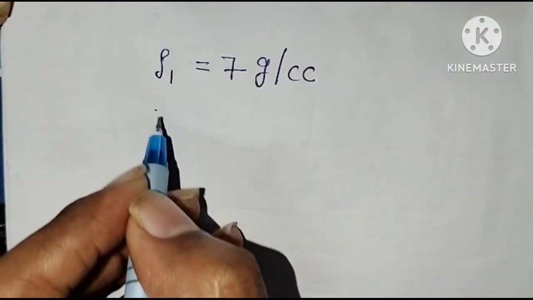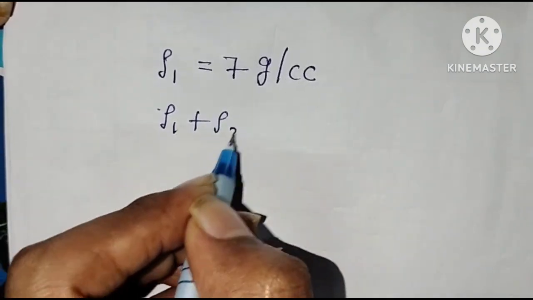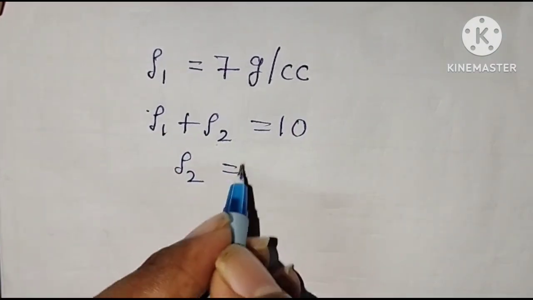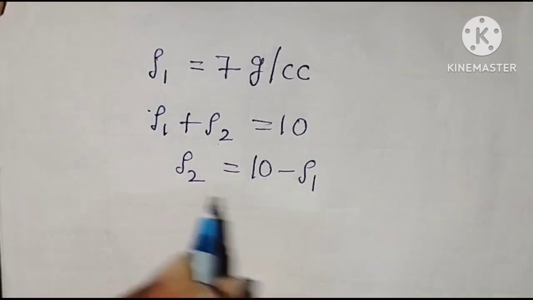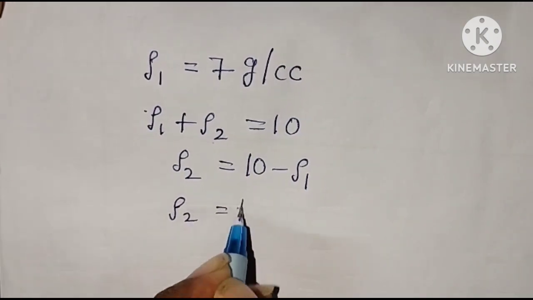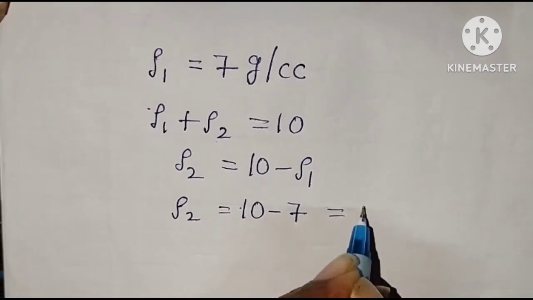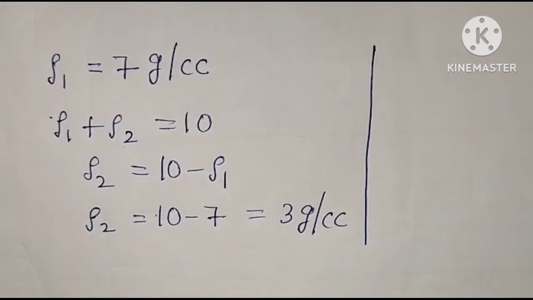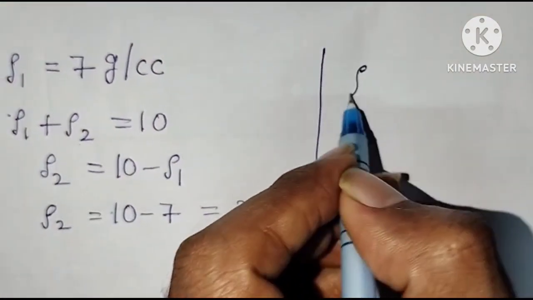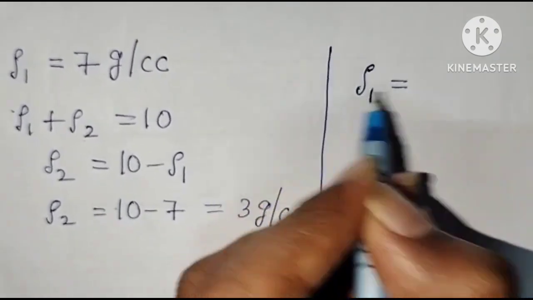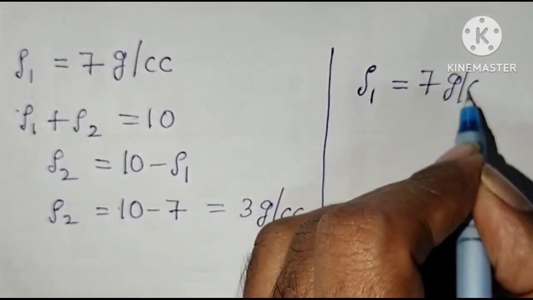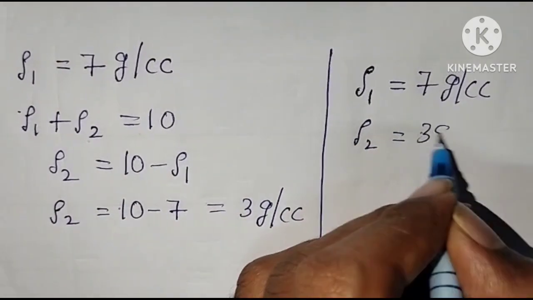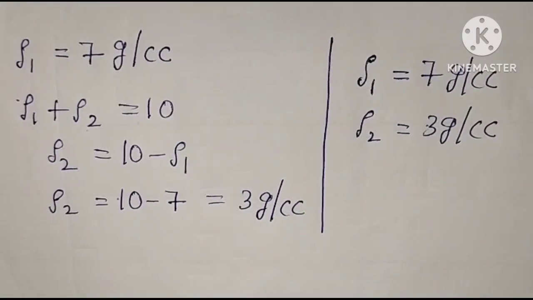Now we have rho 1 minus rho 2, and we want rho 2, so use equation number 1. Rho 1 plus rho 2 is equal to 10. To find rho 2, transpose rho 1: rho 2 is equal to 10 minus rho 1, which is 10 minus 7, 3 gram per cc. So finally the density of liquid 1 is 7 gram per cc and the density of liquid 2 is 3 gram per cc.